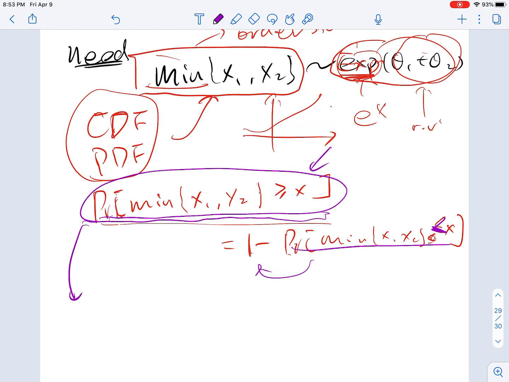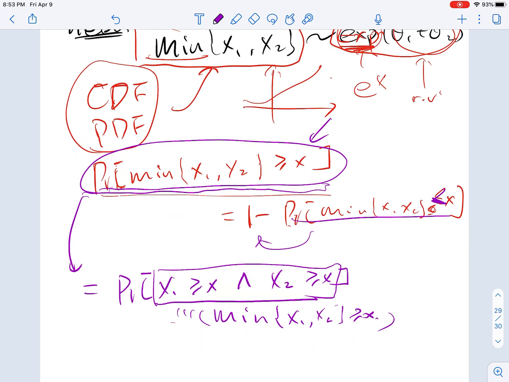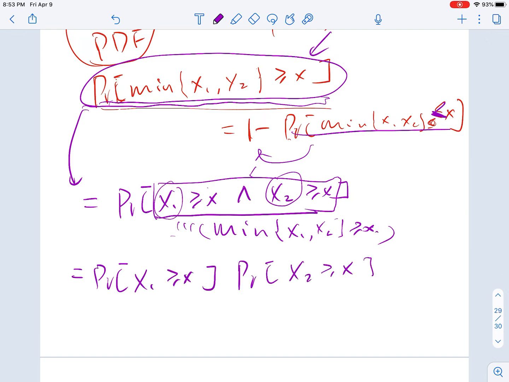The reason is that it's the same as the probability of X1 greater than or equal to x and X2 greater than or equal to x. Just notice that the statement here is the same as the statement here: min of X1, X2 greater than or equal to x. They are equivalent. This is one of the most major devices we can use when we talk about order statistics. When we have this AND operation and X1 and X2 are independent, then we can get the probability of X1 greater than or equal to x times the probability of X2 greater than or equal to x.